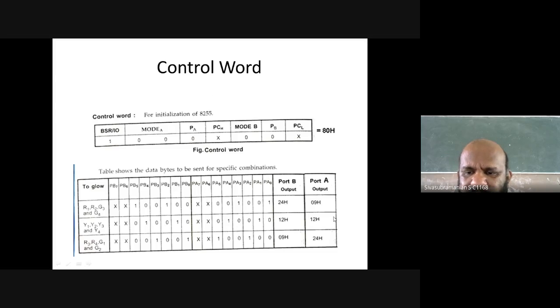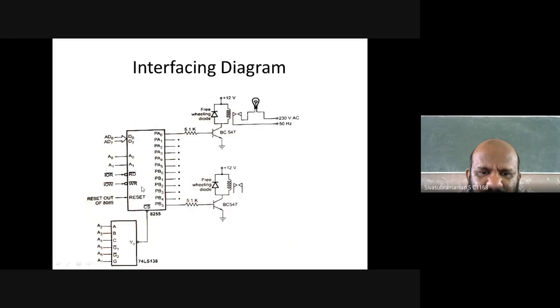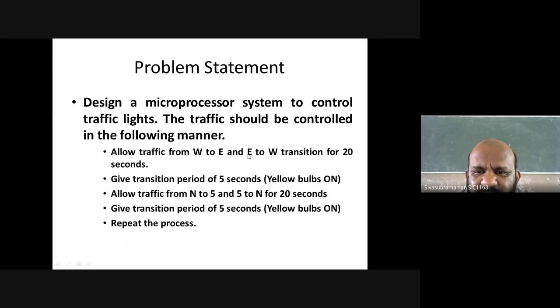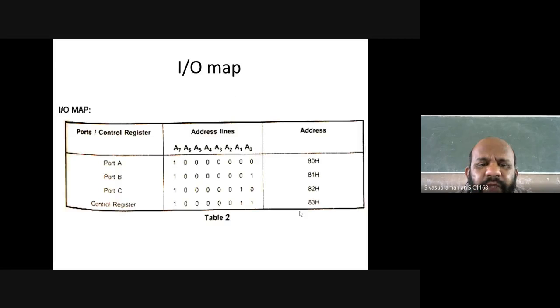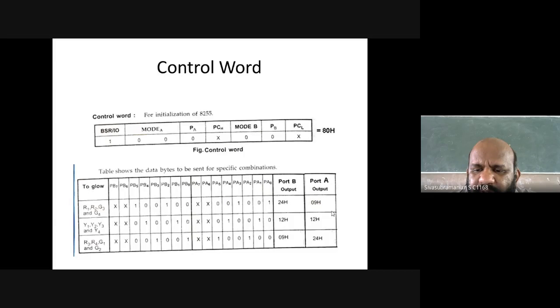So we have now got the different values for all the 3 sequence, and this sequence continues. Look at the problem statement: west to east and east to west for 20 seconds, then 5 seconds for yellow glowing, then north to south and south to north for 20 seconds, 5 seconds for yellow glowing, then it continues, right? So this 3 thing along with 12 and 12 here, after this particular 3rd row, the 4th row will be again 12H and 12H, then the 4 rows will get repeated again and again, right?